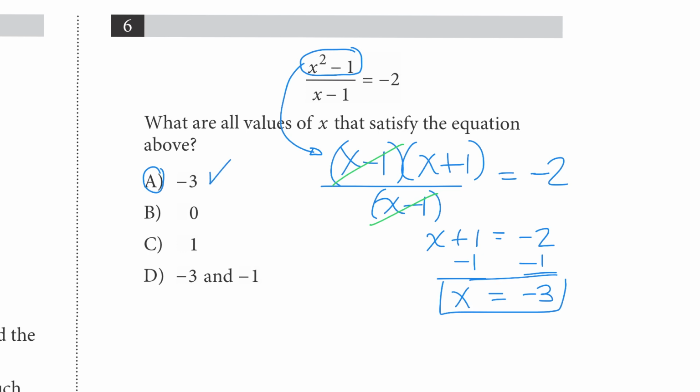Make sure you know how to factor a difference of squares. A squared minus b squared is very common on the SAT, and that's a minus b times a plus b. And that's it for problem number 6.